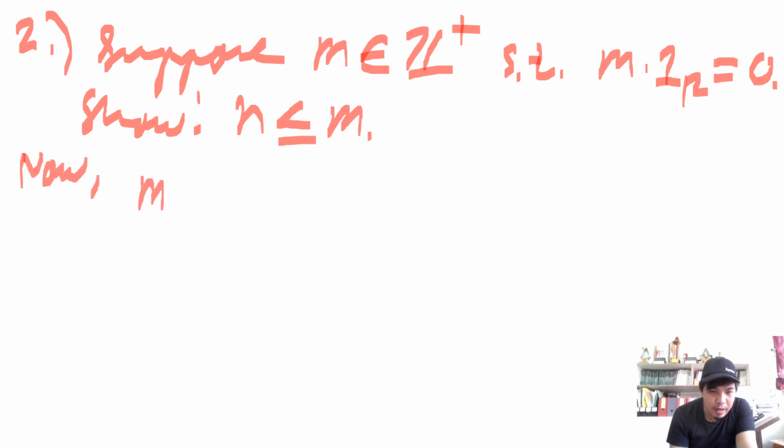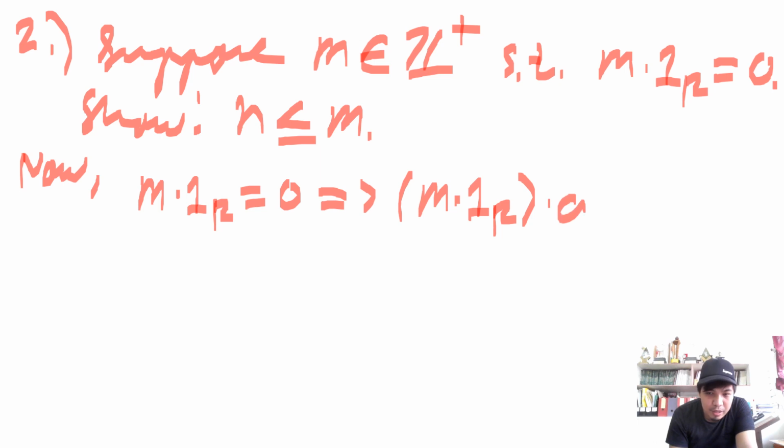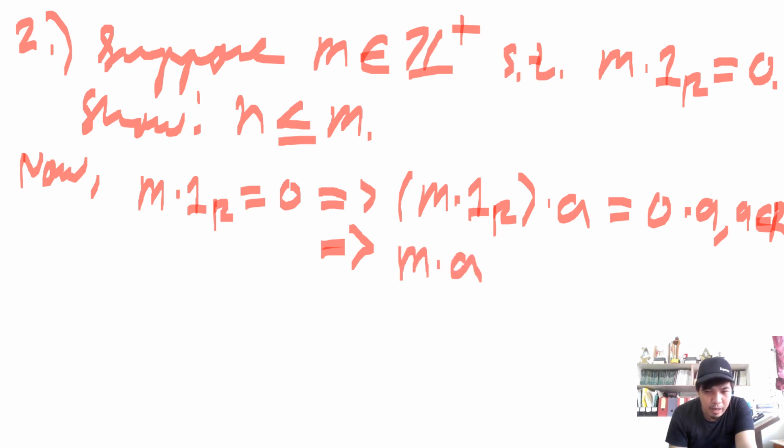Now from the fact that m times 1 sub r equals 0, we may write the quantity m times 1 sub r times a to be equal to 0 times a. Here, a is from R. So by definition of the identity elements, the left-hand side can now be written as m times a equals 0. The right-hand side becomes 0 for all a in R.